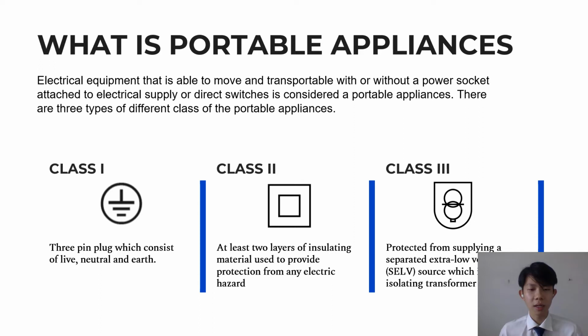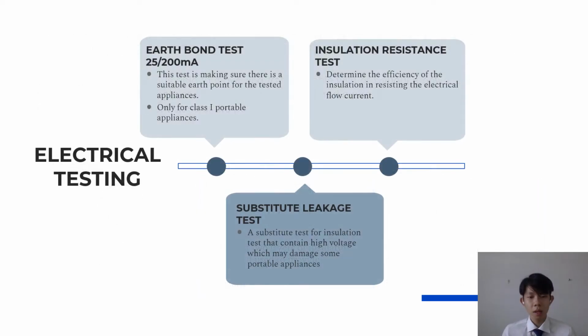Class 1 is the 3-pin plug, which consists of live, neutral, and earth. Class 2 has at least 2 layers of insulating material used to provide protection from any electrical hazard. Class 3 is protected by being supplied from a separate extra low voltage source. The main electrical tests applied in the FKE laboratories are the earth bond test, insulation resistance test, and substitute leakage test.